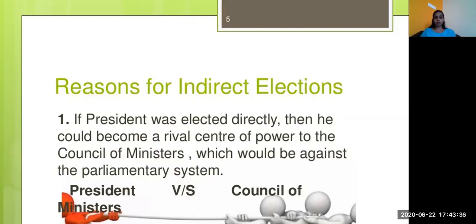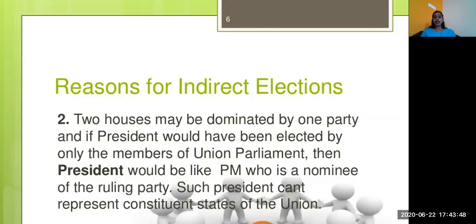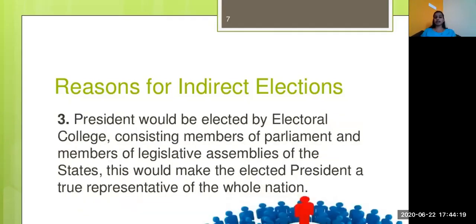This may create a lot of disturbance in the legislative houses. So to avoid such kind of situations and circumstances, he is elected indirectly. Secondly, as we know, Lok Sabha has the upper hand over Rajya Sabha due to its strength. So if the president or vice president is elected directly, there are chances that the ruling party or the strength of Lok Sabha may elect the person of their own choice. And hence, there will be no difference between the prime minister and president. So to avoid this kind of situation again, he is elected indirectly.